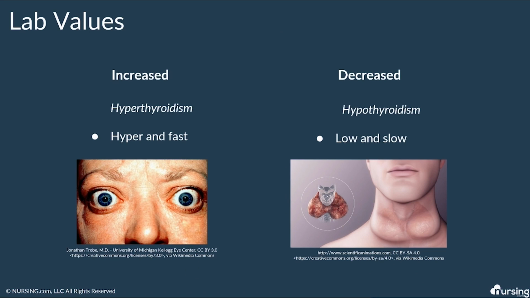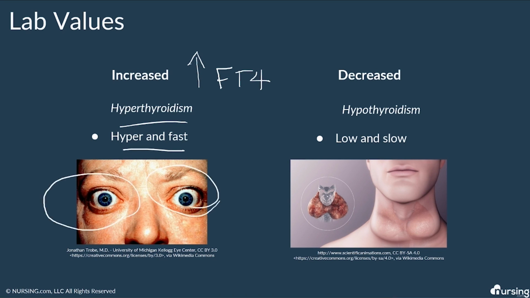You were right. If the lab value of free T4 is increased, that's going to indicate hyperthyroidism. Remember, those with hyperthyroidism are hyper and fast. Exophthalmos can even develop. This is kind of like how your body would respond in a fight or flight response. So your heart rate is going to increase, you're going to be sweating, heat intolerant, a very high metabolic rate.